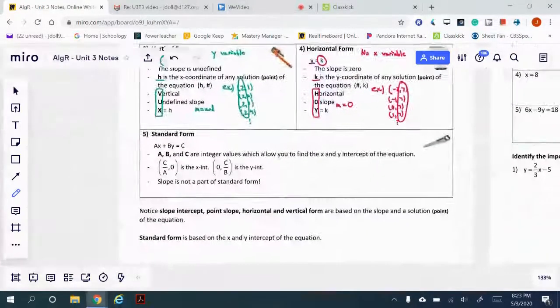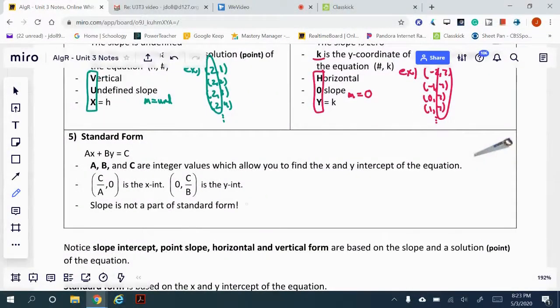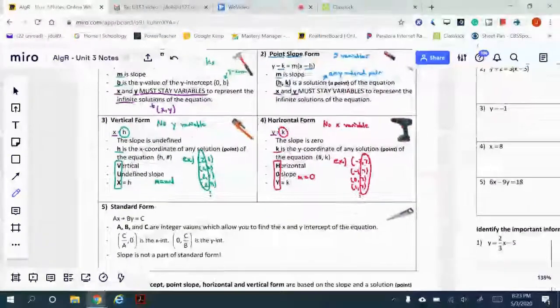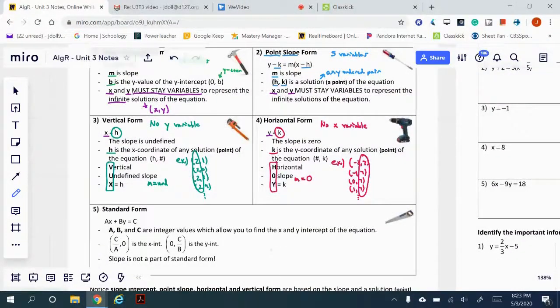All right, we've got one left, and this is kind of like the odd duck of the family here. This is the black sheep. This is the one that really doesn't have anything to do with the others. Notice the first 4 guys all involve slope in some way. Slope-intercept and point-slope both have m as a variable. Vertical form and horizontal form both still have slope, even though m's not in the equation. It's still an important thing that for vertical, the reason it's vertical is because the slope's undefined, and the reason it's horizontal is because your slope is 0.